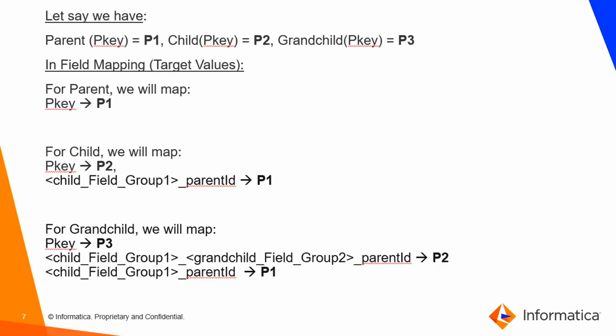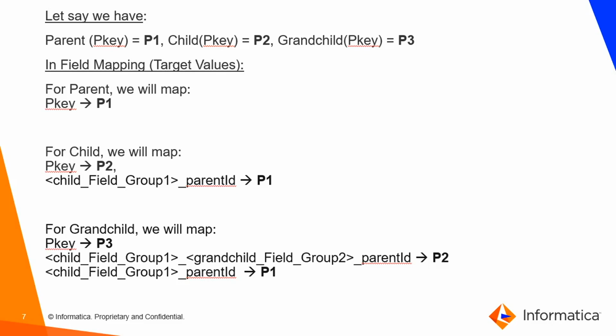So let's say we have parent PKey P1, child PKey P2, and grandchild PKey P3. Here in this slide we just have the PKeys, because the rest of the fields, which are custom fields, you can configure on your own. These are the mandatory fields. In the parent we'll map PKey with P1, and the child will map PKey with P2.